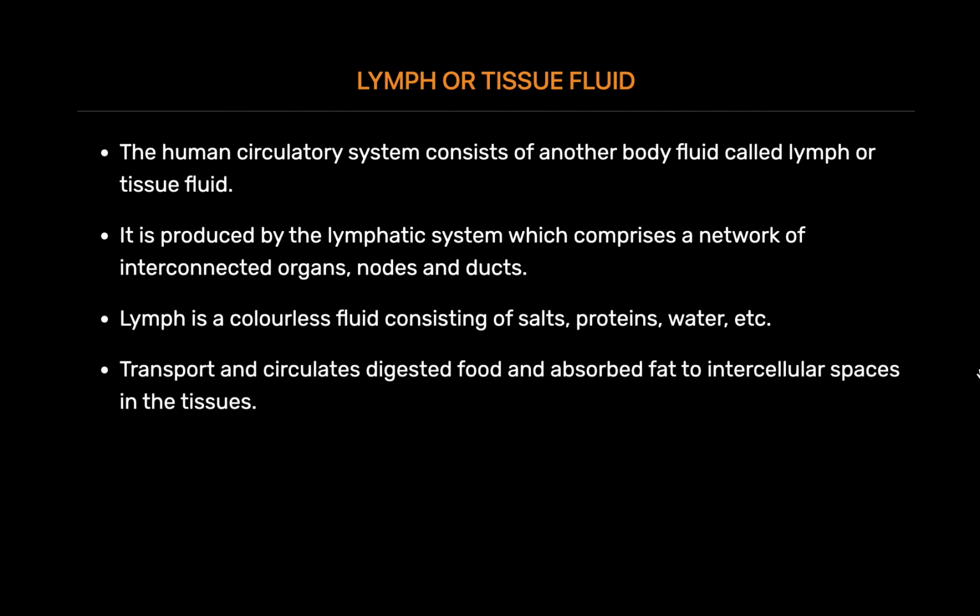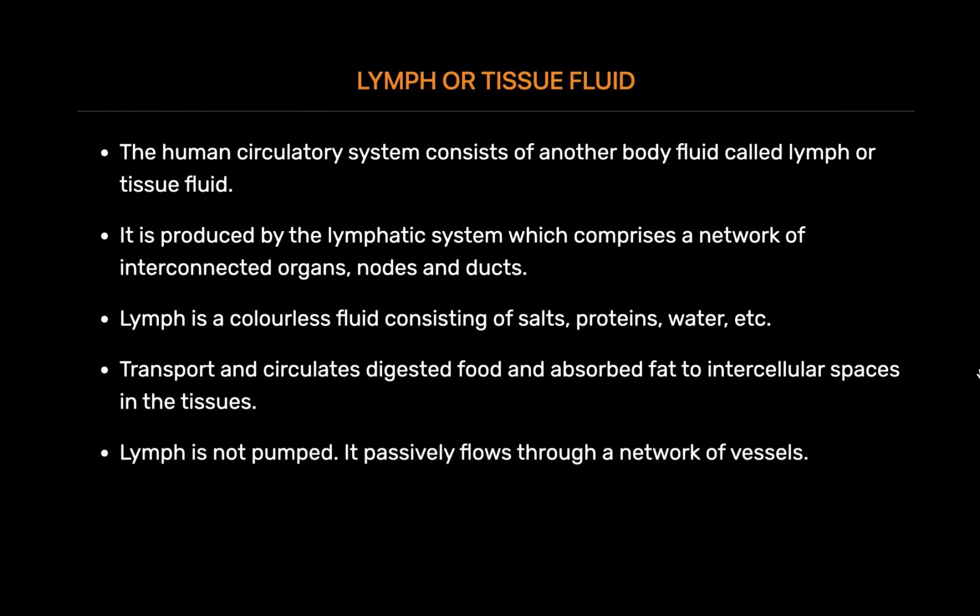Lymph helps in transport and circulates digested food and absorbed fat to intercellular spaces in the tissues. Unlike the circulatory system, lymph is not pumped. Instead, it passively flows through a network of vessels.